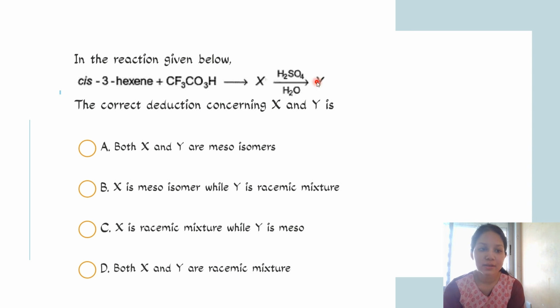Okay. So in the next question, you are given this reaction. In the reaction given below, you are treating cis 3 hexene with this per acid, where you are getting X as the major product, and in the subsequent step we are treating whatever X product we are getting with sulfuric acid in water. Okay, and this gives the compound Y. So the correct deduction concerning X and Y is, you have to first identify X and Y, and then you have to identify what is the relationship between X and Y.